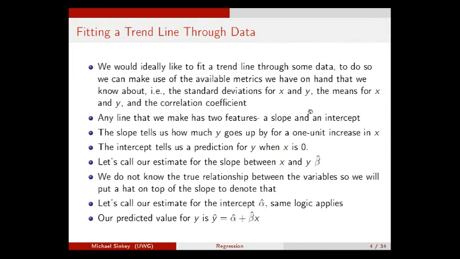Our estimate for the intercept is called alpha hat. So in an algebra class, you have y equals mx plus b. In this class, we're going to have y hat is equal to alpha hat plus beta hat x. Beta hat is our m, it's our slope. Alpha hat is our b, it's our intercept.